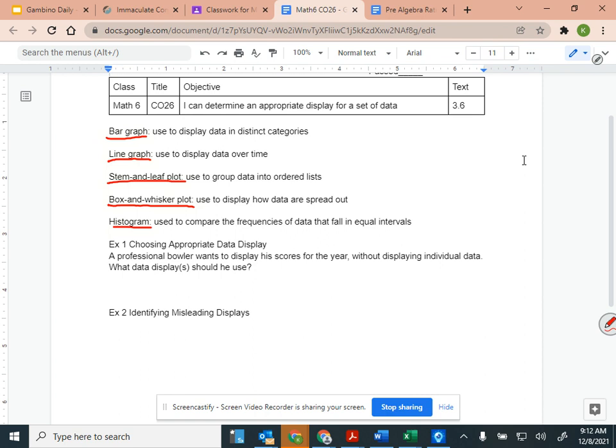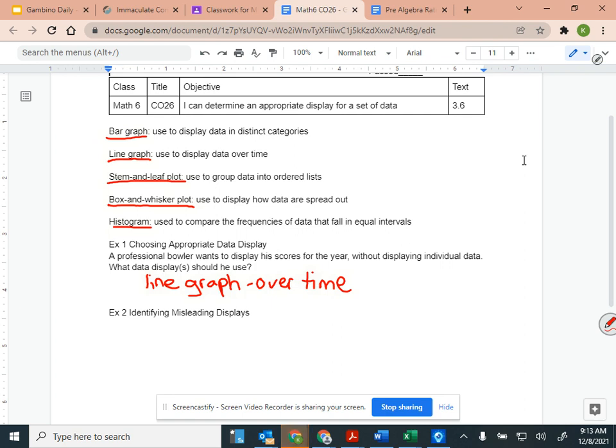If a professional bowler wants to display his scores for the year without displaying individual data, what data displays should he use? What do you think would work to display his scores over the year? Zoe? Line graph? Yeah, the line plot could work. Or the line graph, because that's over time.